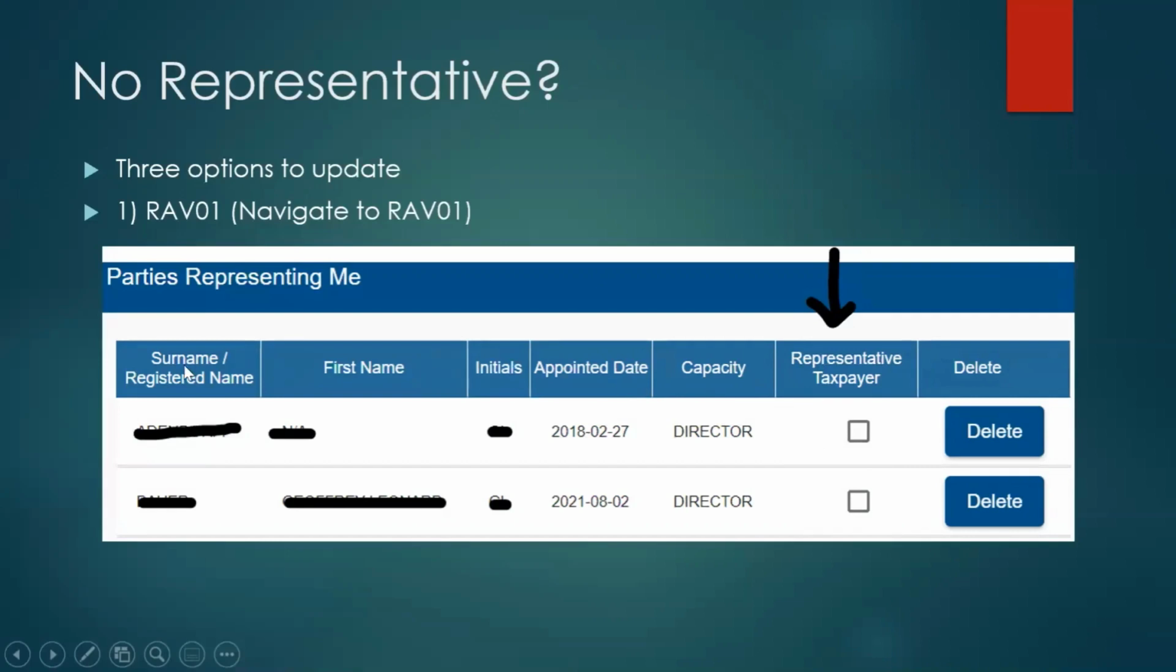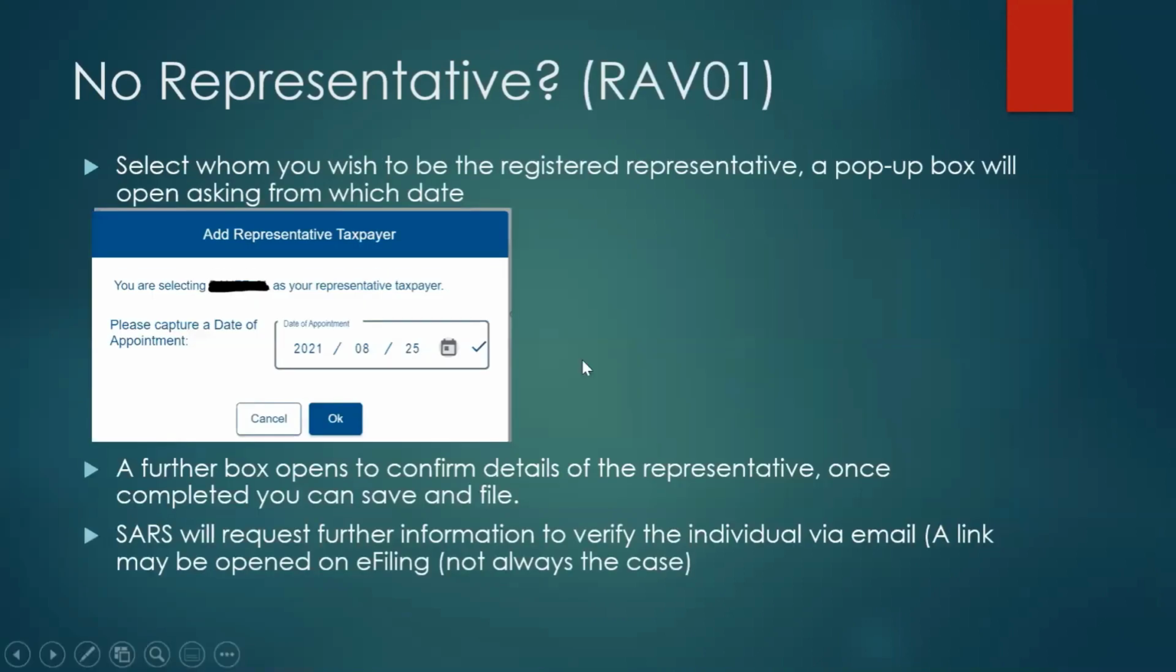So if there are already taxpayers, if there are already parties registered over here with whatever their capacity may be, and you want to select one of them as the representative taxpayer, you just click the tick box and a new little pop-up opens like this. And this will then ask you, from what date do you want this person to be your representative taxpayer?